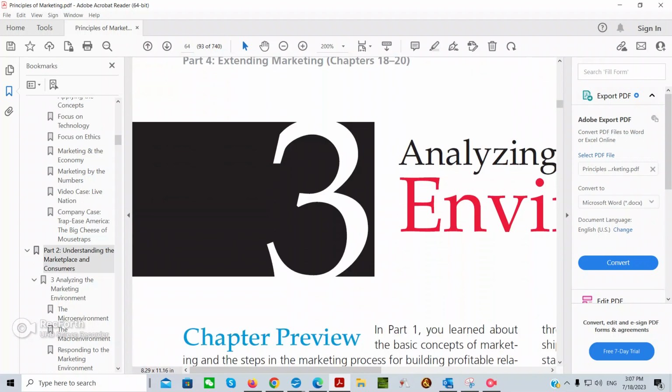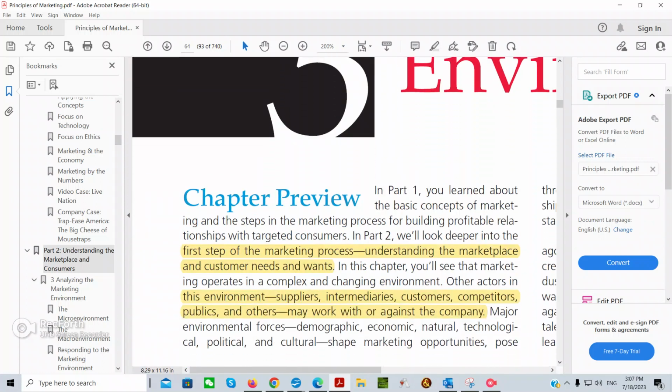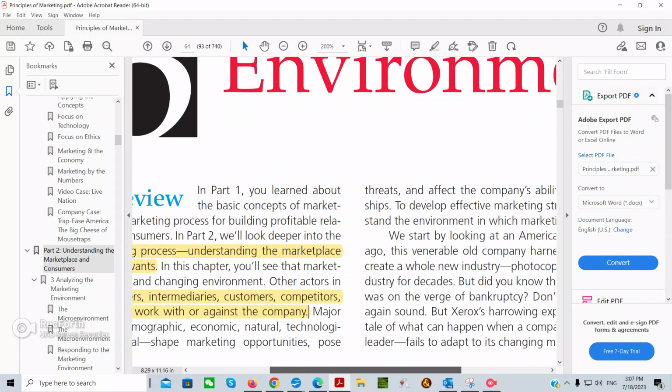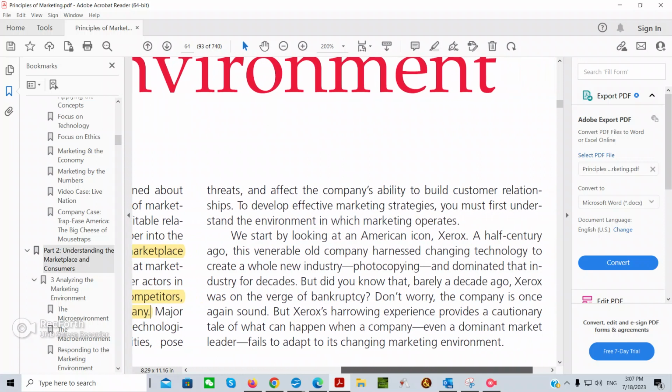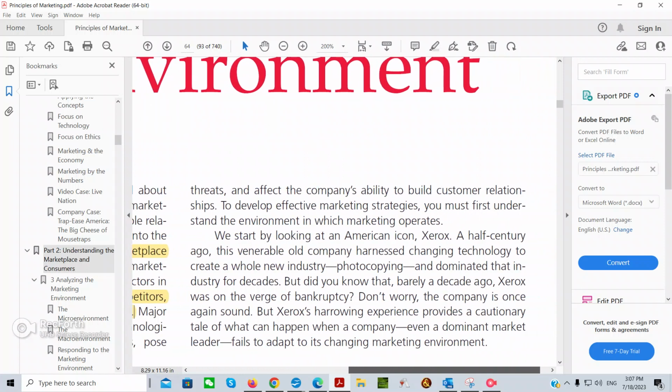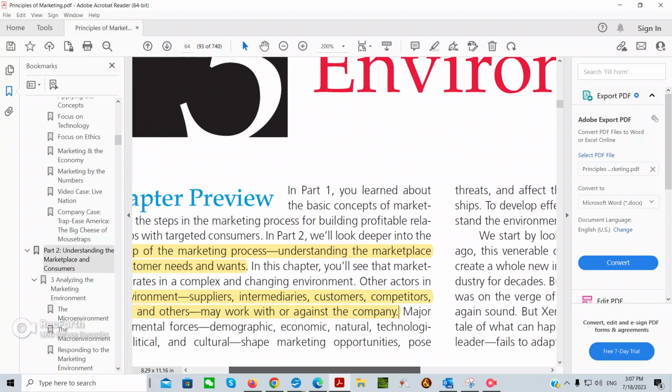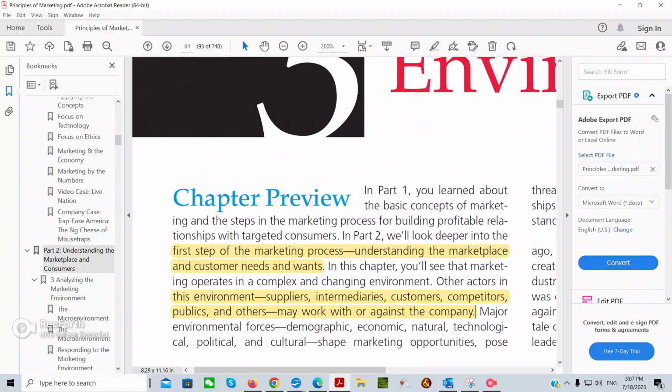Now, I'm going to enlarge this so you'll be able to see this much more clearly. Okay. Major environmental forces such as demographic, economic, natural, technological, political, and cultural shape marketing opportunities, impose threats, and affect the company's ability to build customer relationships. Okay? Now, let me reiterate that. These are environmental forces.